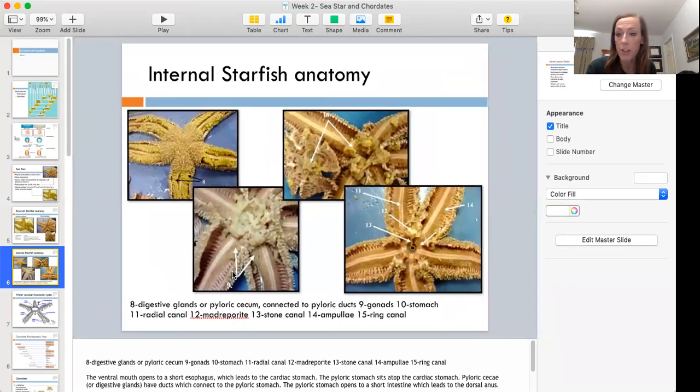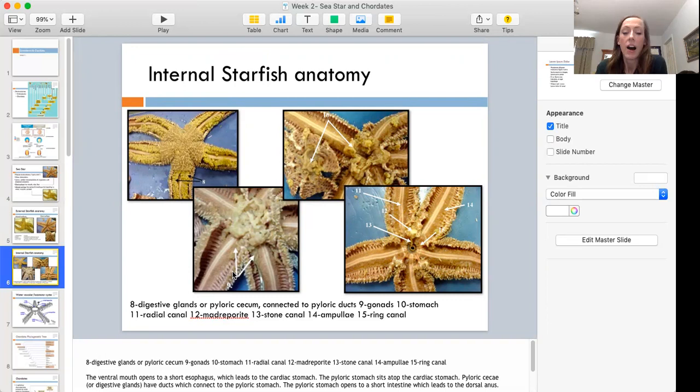So for attendance this week, my first question is, what did I compare the digestive glands and the gonads in the sea star to as far as morphological structure? That's my first question for you guys for your attendance assignment for this week.